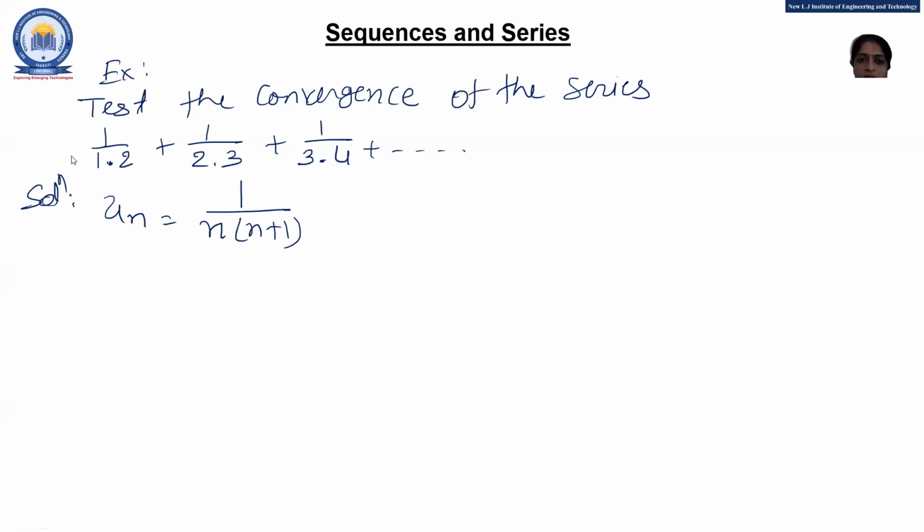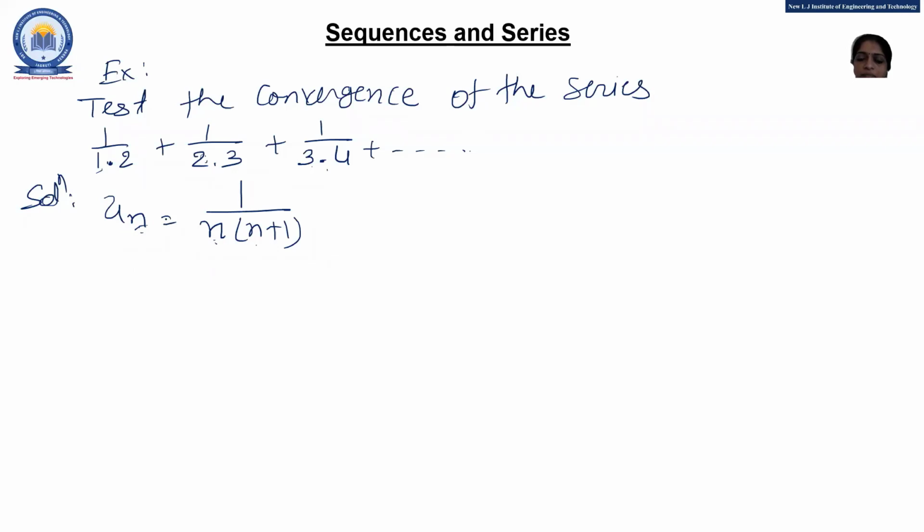Okay. See, this is your first term, this one is your second term, this is the third term, and so on. What is your un? Un means your nth term. So what is your nth term? Your nth term is 1 upon n into n plus 1. If you put n equal to 1, you get your first term. By taking n equal to 2, you get your second term. By taking n equal to 3, you get your third term. Agree? So this is your nth term.